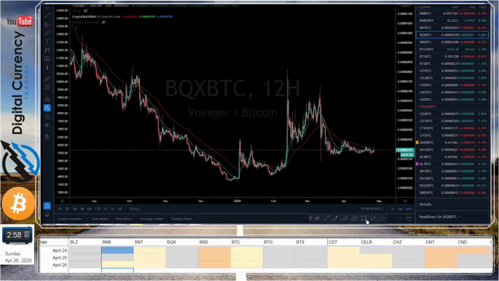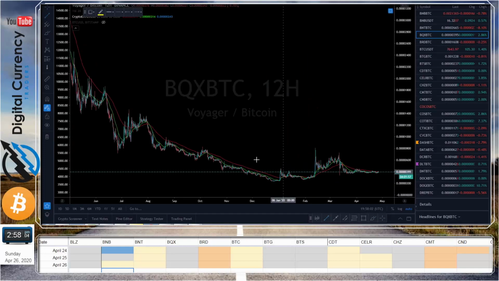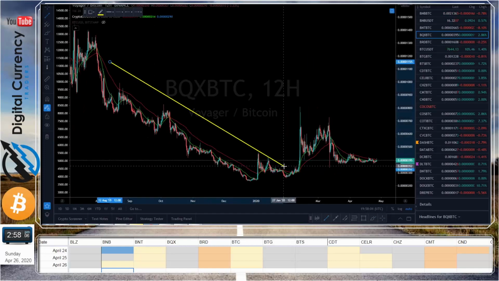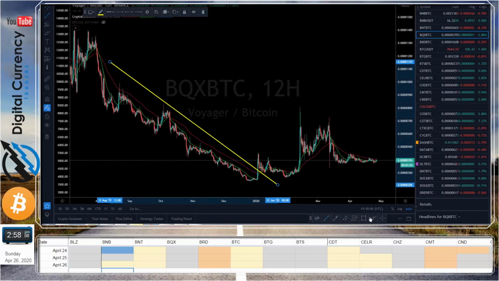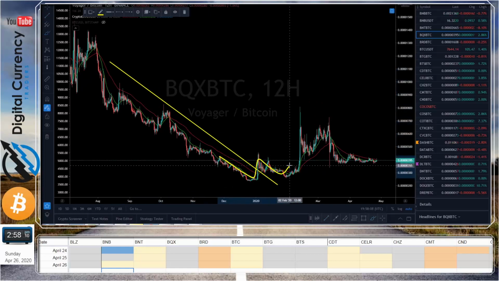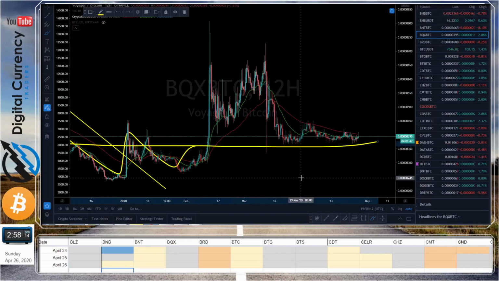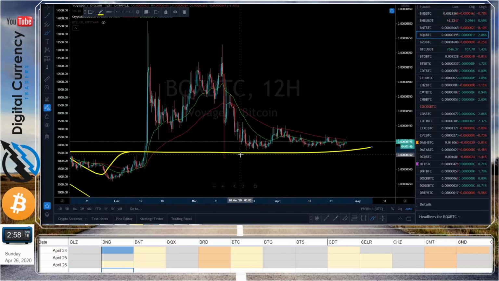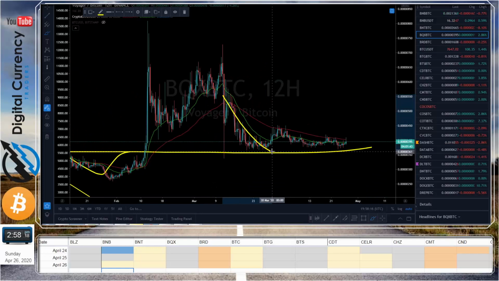BQX. BQX is neutral right now in the spreadsheet, but I want to take a perspective on the break of the downtrend line here, the 1, 2, 3 bottom formation here. Prices have come back to test just above that prior 1, 2, 3, and they're making another 1, 2, 3 formation, building up here, breaking the downtrend line.